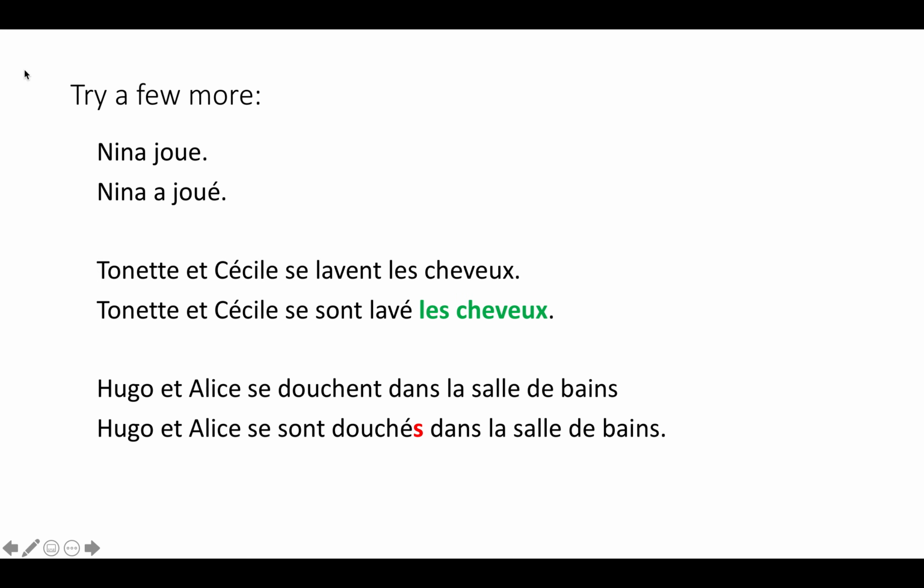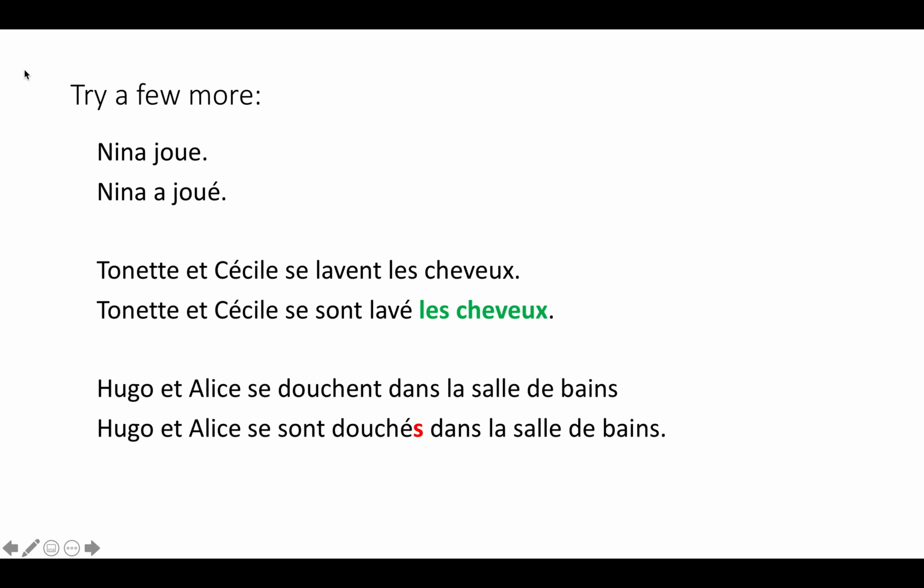Nina a joué. Tonette et Cécile se sont lavé les cheveux. Ooh, we don't have agreement there. Why not? Because we have a direct object, which is a body part, les cheveux. What about Nina a joué up above? Why didn't we have agreement there? That's right, because that verb is avoir.